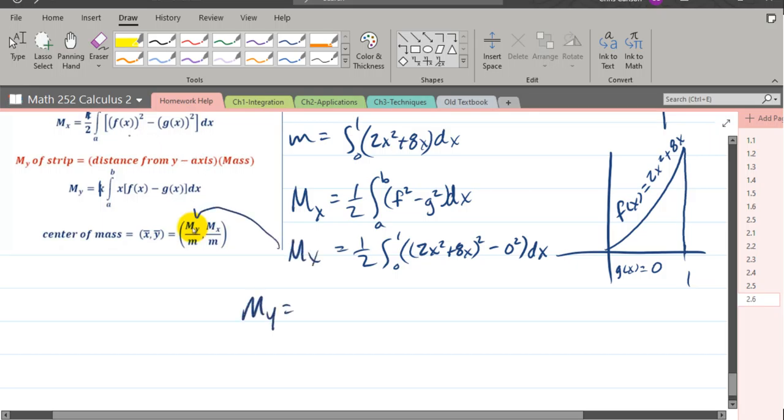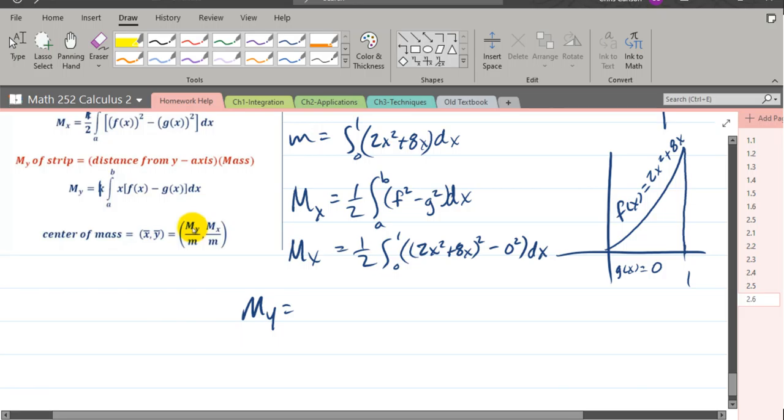And where does mx go? I have a feeling that should be an mx and that should be an my, but mx will go there. No, I think this is correct. So that is mx. It's a little bit weird in the y position, but it counts how far you are from the x-axis.